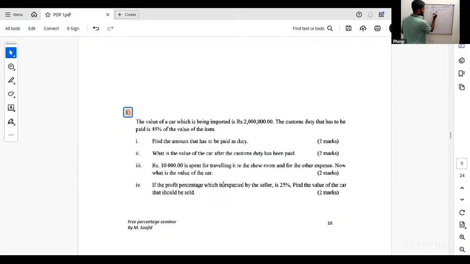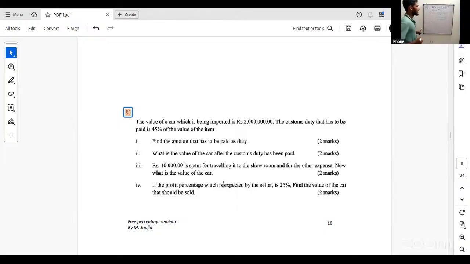The value equals the initial price times the duty percentage. So the price is 2 million. Duty percentage is 45%. You can get the answer for the customs duty value as how much? 9 lakhs, right? Yeah, 9 lakhs or 900,000. This is the customs duty value.